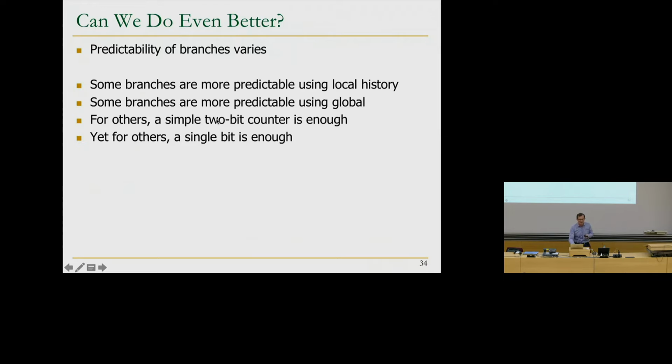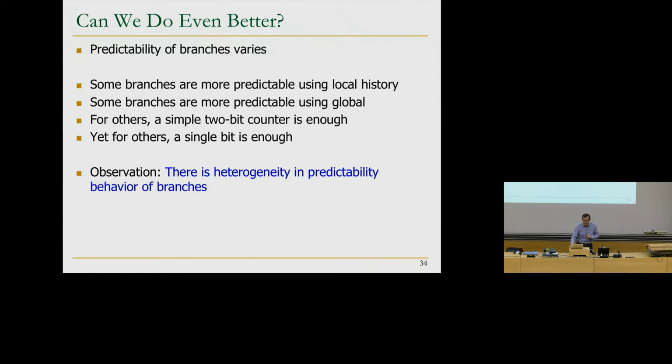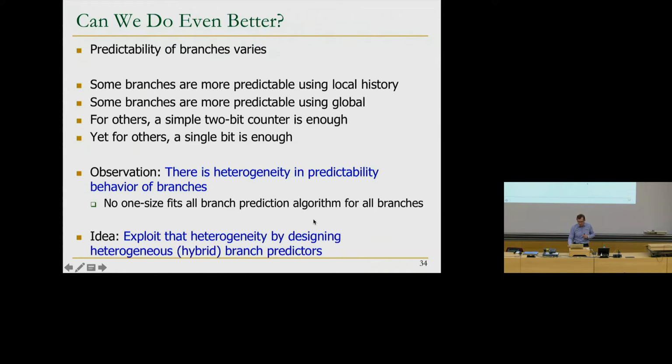And for some other branches, a simple 2-bit counter is enough. And for some other branches, just a prediction supplied by the program is enough, with a static mechanism. So there's a lot of heterogeneity in the predictability behavior of the branches. And people have realized that, as a result, existing branch predictors are very, very heterogeneous, because there's no one-size-fits-all branch prediction algorithm for all branches.